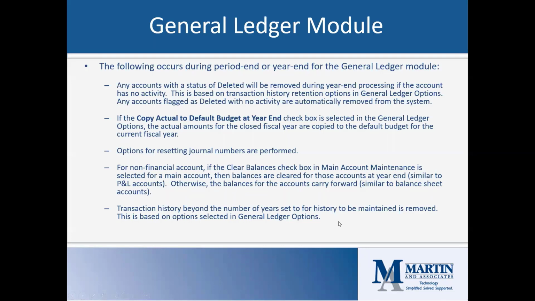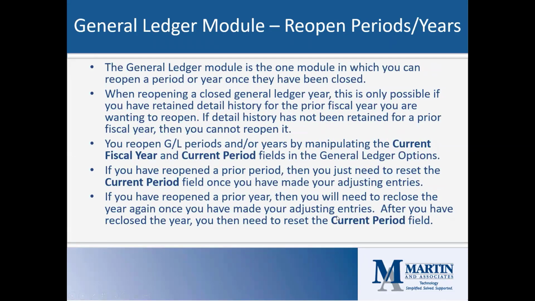We already looked at where that was. General ledger module, reopen periods and years. At the very beginning, I said once you close a period or a year for the modules, you can't undo it. General ledger is the one difference where you can reopen a year. Let's say you close the year and then you realize I still have these adjusting entries that I need to make that I just got back from my accountant. You can reopen that year, make those entries, and then reclose it.